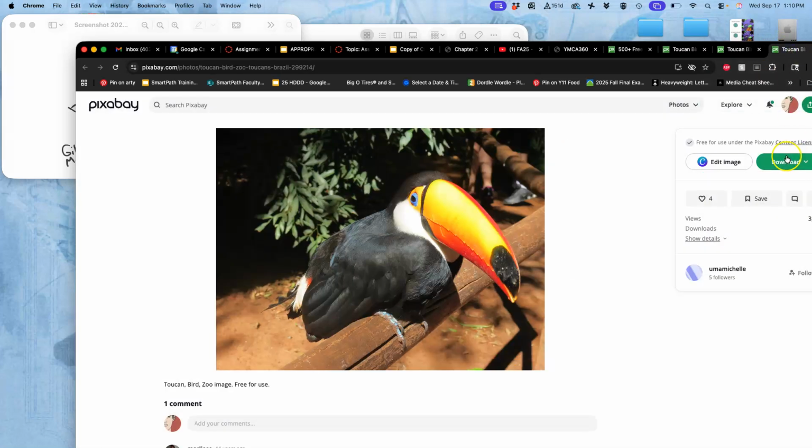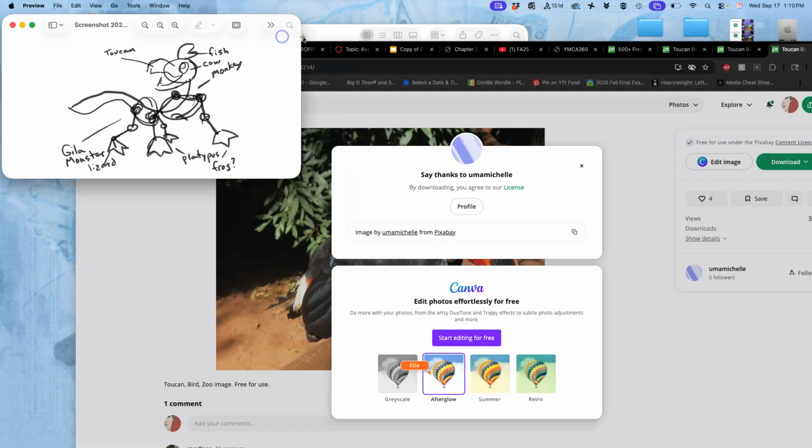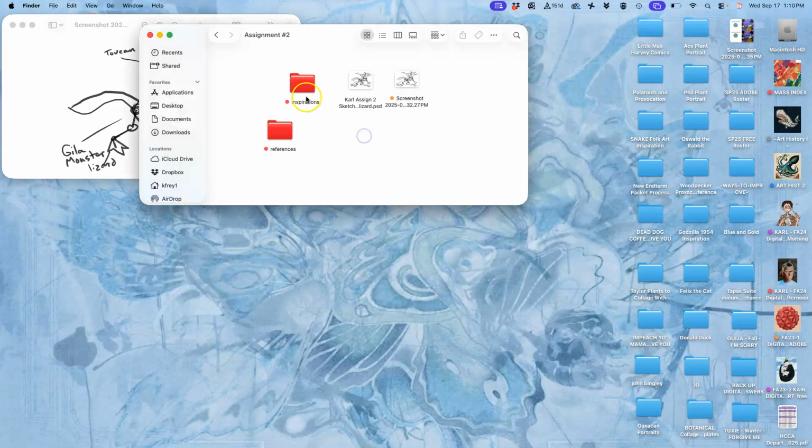And we need 5 or more, but you're definitely going to download more than 5, because who knows which one you're going to use. So now I've gone through that step, informed by my sketch, and I'm happy to give you input on your sketches. The next step is to build your references.